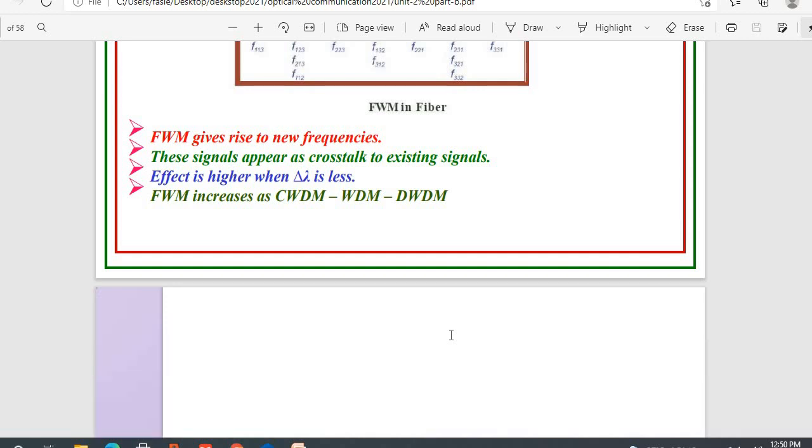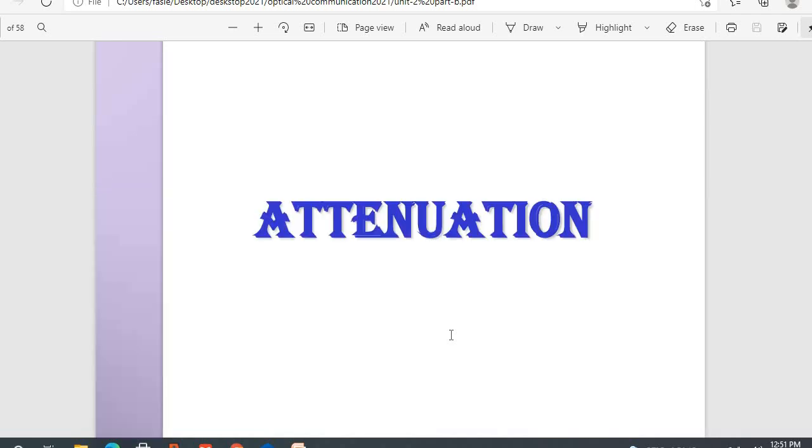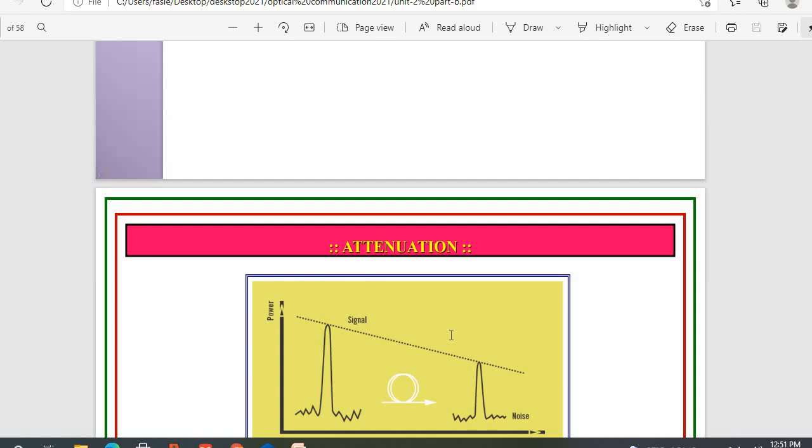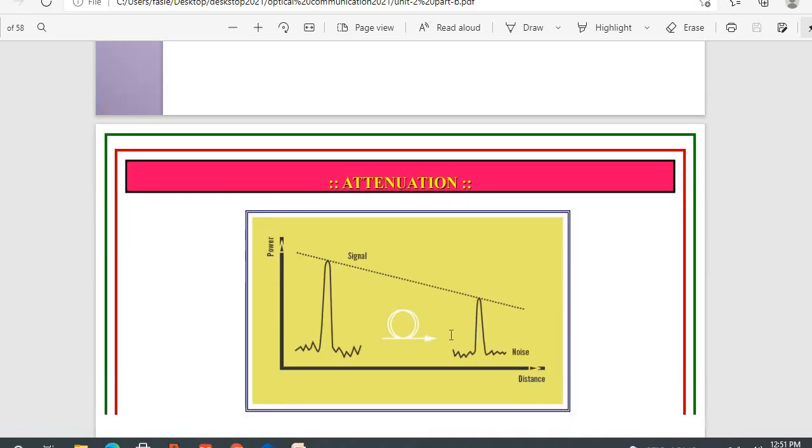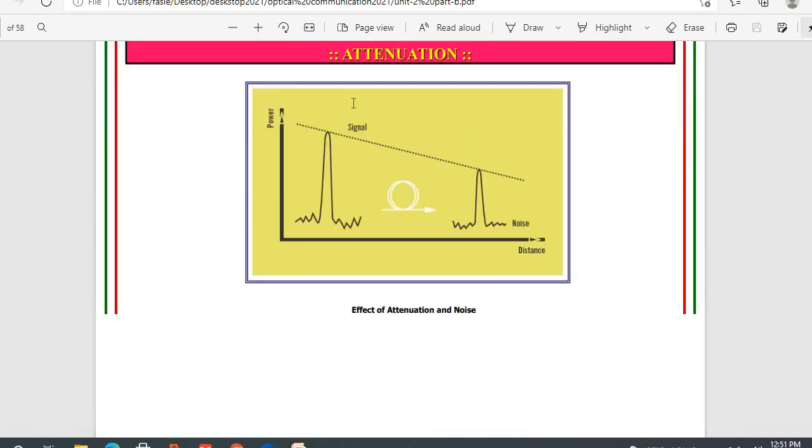Clear? Our main concept is that whatever information we send from the transmitter, the same information we should receive at the receiver end, but it won't get there that way. So in order to get the desired signal, we need to remove the undesired signal from it. That is called attenuation. What is attenuation? The loss of signal, or the loss of the variation of the signal. Whatever loss we are getting is called attenuation.